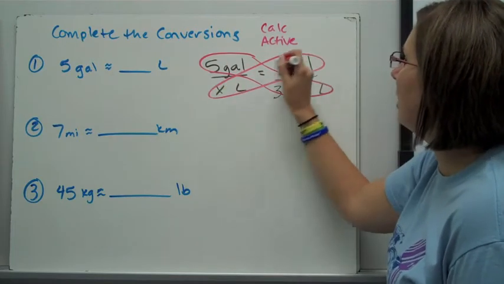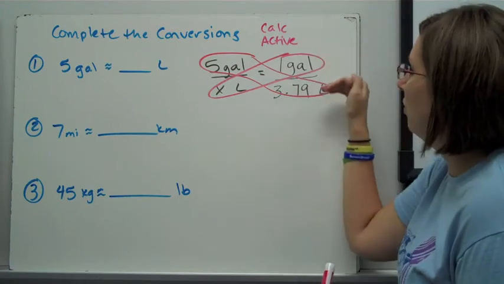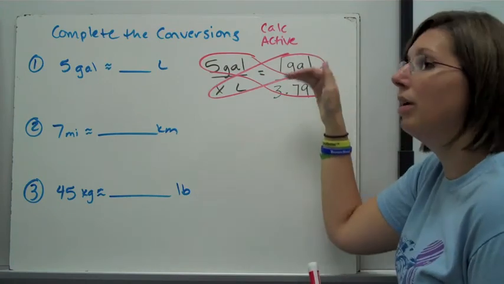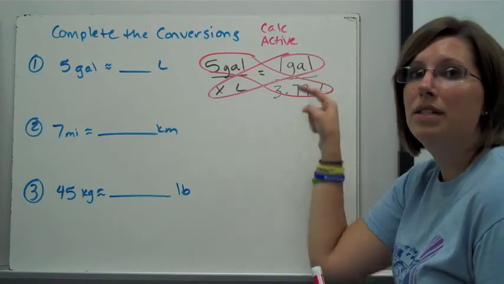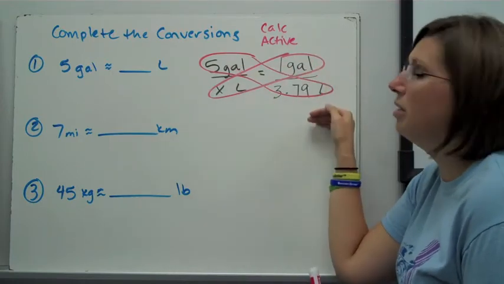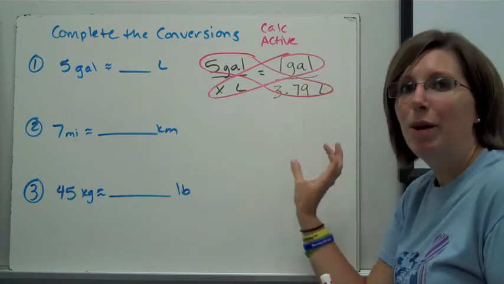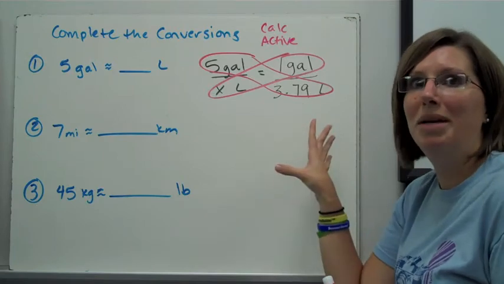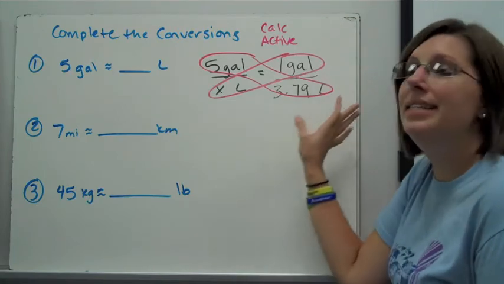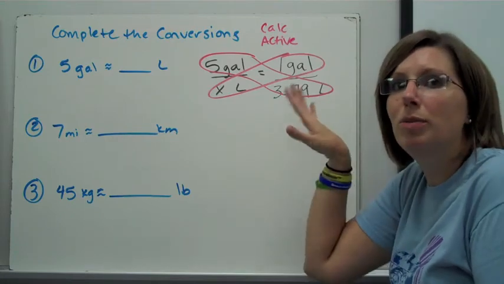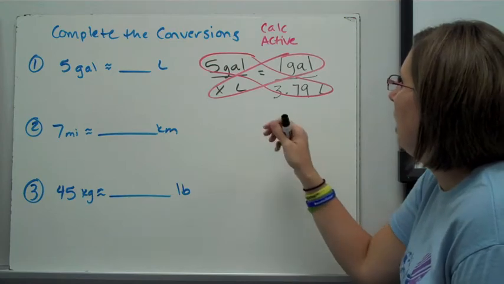And I like to keep my units in my proportion to help me remember how to line up my units. I want my gallons to be in the numerator and my liters to be in the denominator. I don't want to flip-flop, mix and match my units because that won't help me at all. So the units are important until we start multiplying. When we start multiplying here, we can kind of forget our units for a second.